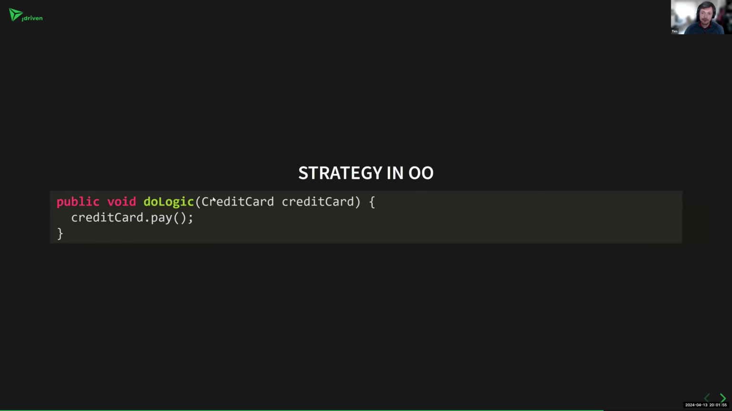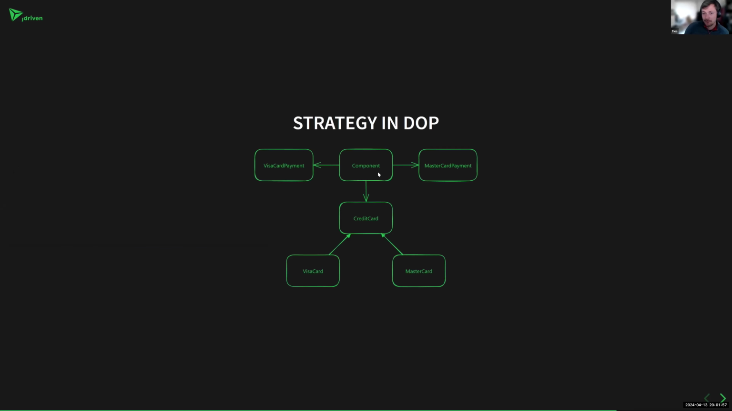So let's see how we could do the same in data-oriented programming. What we kind of want to create here is we still have an interface CreditCard, which is either a VisaCard or a MasterCard, but we want to remove all the logic towards a component. So now the component should know the VisaCardPayment and the MasterCardPayment.